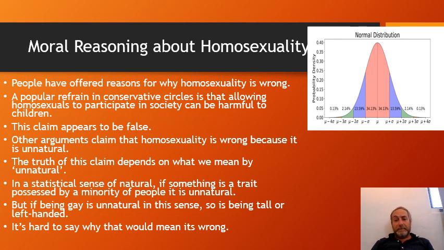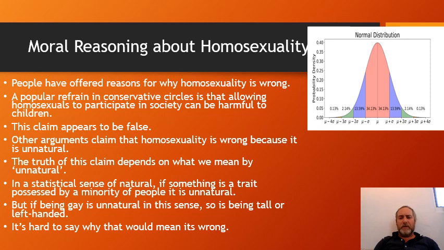And then typically, if you try to cash out unnatural in certain ways, that sort of argumentation dissolves. For example, one interpretation of natural is just statistical, where you're in the chubby part of the normal distribution, this little red bit above me. Well, anything on the tails of the normal distribution is unnatural in that it's statistically rare. Then lots of things are going to turn out to be unnatural. Being tall will be unnatural, being left-handed will be unnatural, and so on. So it's hard to say why those sorts of things are wrong simply because they're statistically rare.